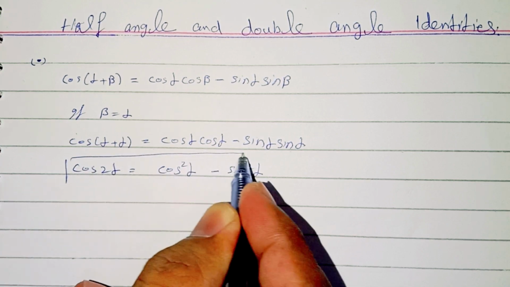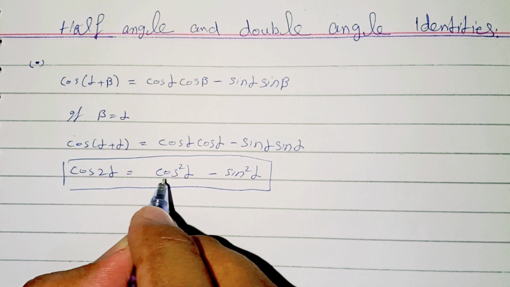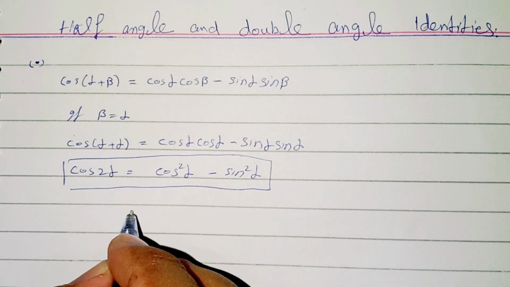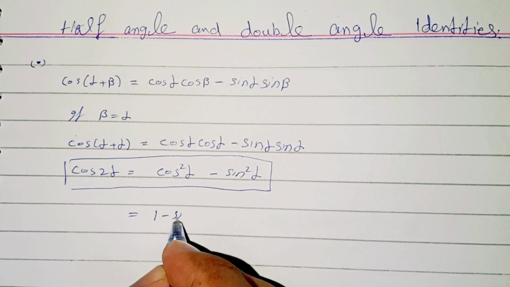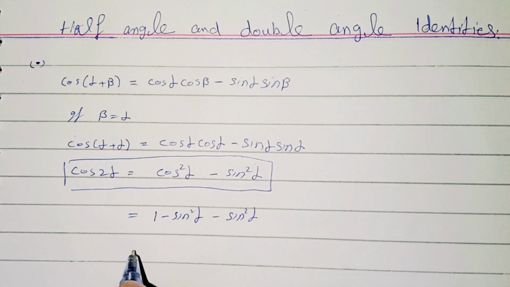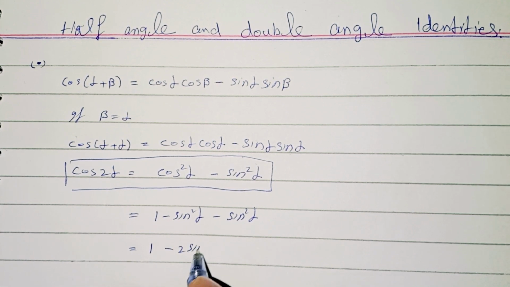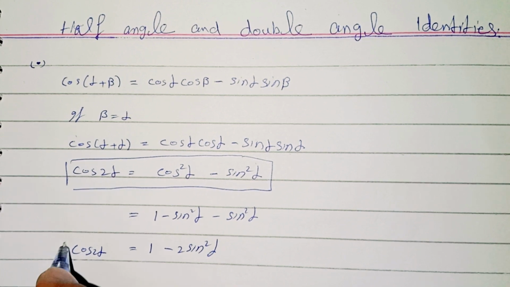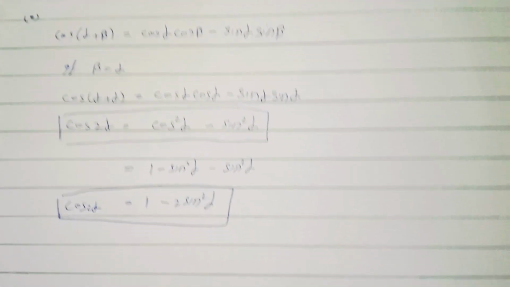So we have double angle identities in terms of the cos function. Cos 2 alpha is equal to cos square alpha minus sin square alpha. We also know that cos square alpha is equal to 1 minus sin square alpha, so it becomes 1 minus 2 sin square alpha, which is equal to cos 2 alpha. So we have another double angle identity of the cos function.